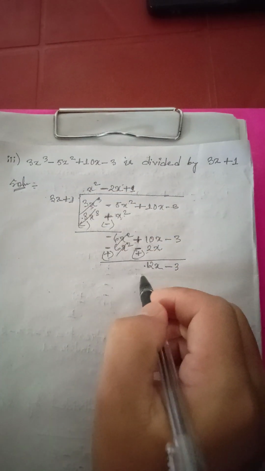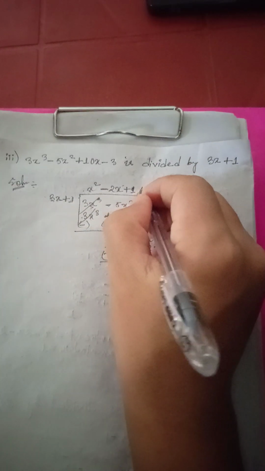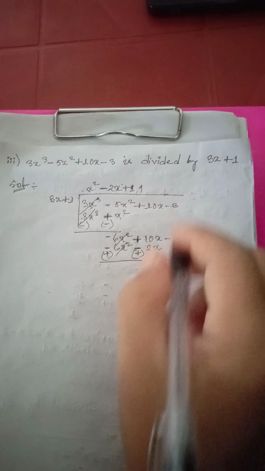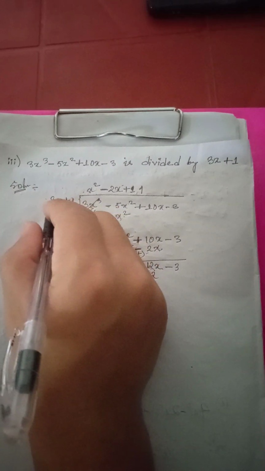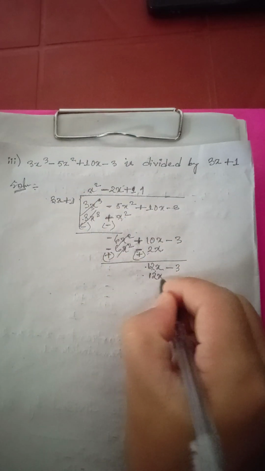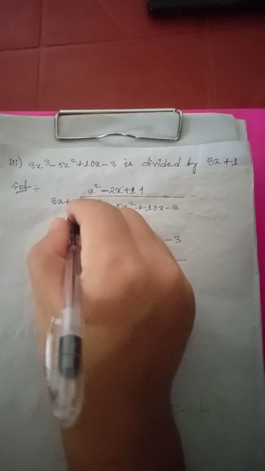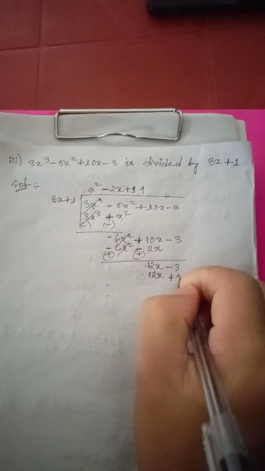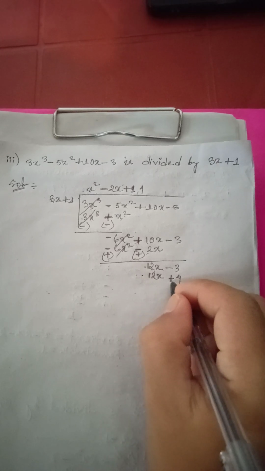3 how many times? Plus into plus will give you plus. That's no need to write. And 3 how many times will give you 12x? 3x into how many times will give you 12x? It is 4. 3 into 4 will give you 12. And here we have x. That means 12 into x. Okay, that is 12x. Plus into plus will give you plus. And then 1 into 4 will give you 4. What is the sign that we have here? It is plus.